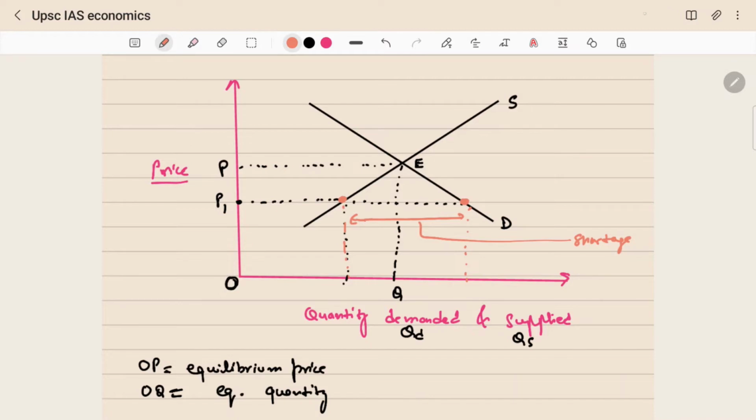Shortage in quantity. कंज्यूमर्स के पास पैसा भी है, वो ज़्यादा क्वांटिटी भी चाहते हैं, लेकिन फर्म्स जो हैं वो बहुत ही कम क्वांटिटी मार्केट में प्रोड्यूस कर रही हैं. So there is a dissatisfaction among the consumers.